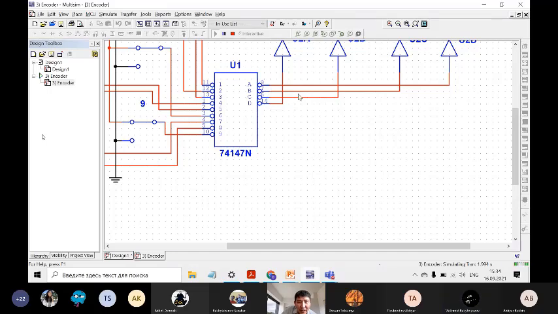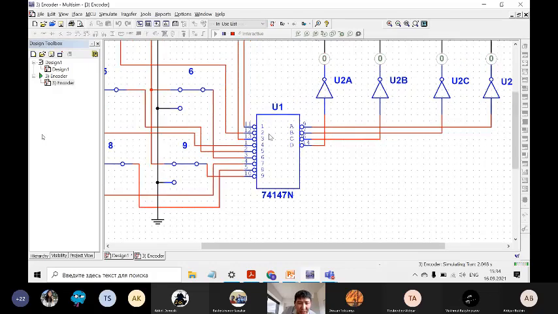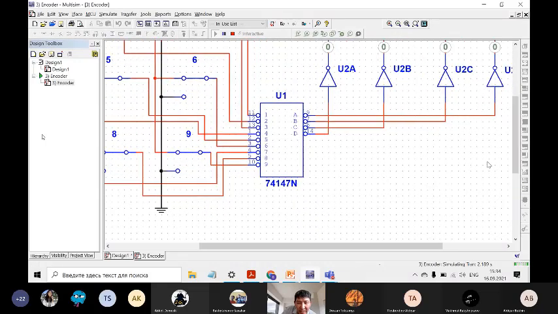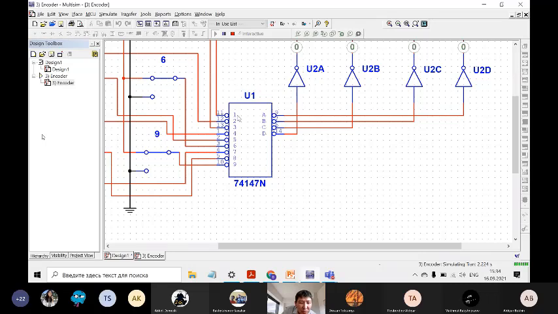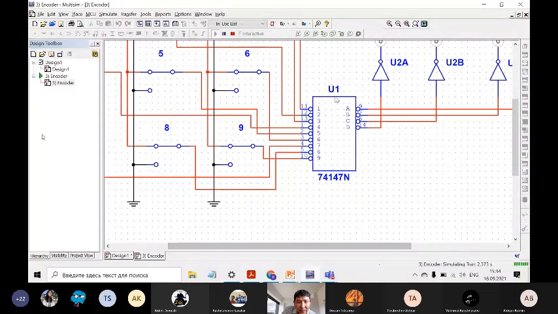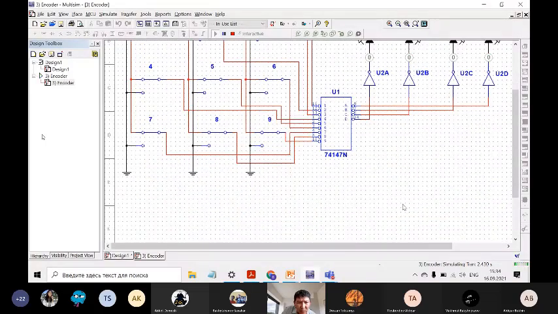Yes, actually, first let me explain this. The inputs are from 1 to 9, okay? The outputs are just A, B, C, D. When we assemble this circuit, you should apply high voltage to these pins, 11, 12, 13, 1, 2, 3, 4. You need to apply the 1. Then, here you can see.